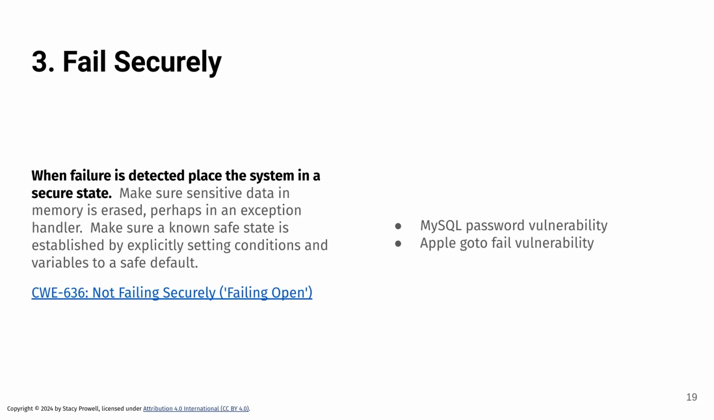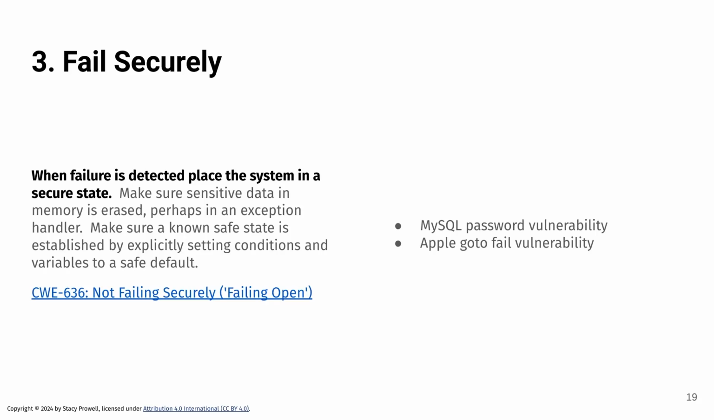Examples of this, remember the Apple GoToFail vulnerability? It's an example of this, right? We connect and we have a failure, so we just default to connection. Everything's fine. We just let you go ahead and connect. That's bad. MySQL had a very similar vulnerability. There's a CWE for this, not failing securely or failing open. That's bad. It's bad, right? You don't want to do that.